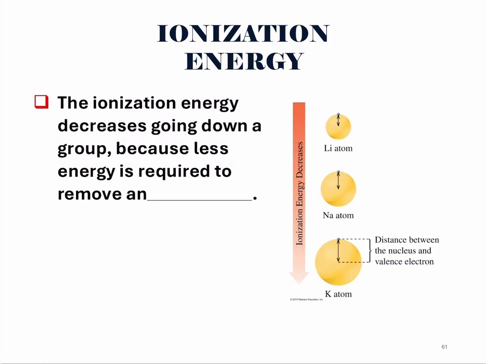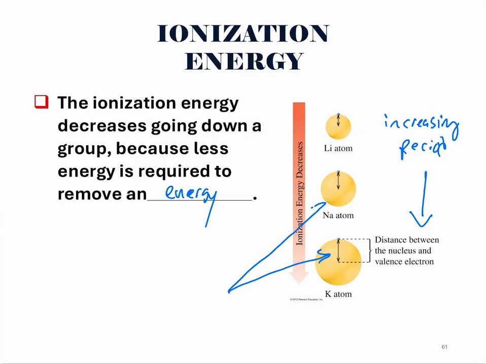And how does the ionizing energy behave based on periodic trends? Well, it decreases going down periods. As we go down, or increase the period, which just means we're going down the periodic table, the energy required to remove an electron becomes less. And why is that? Well, if we look at each of these little diagrams here, here's a lithium atom, sodium, and potassium.